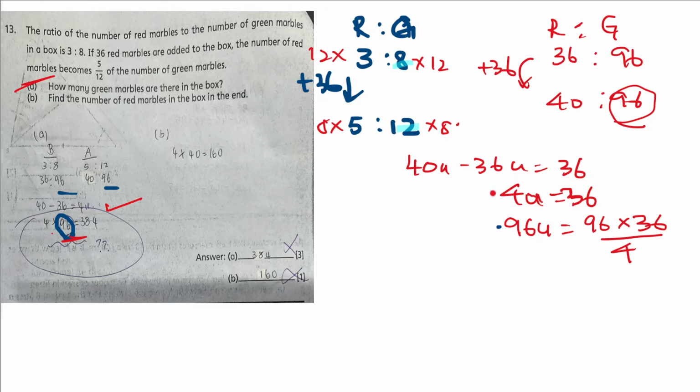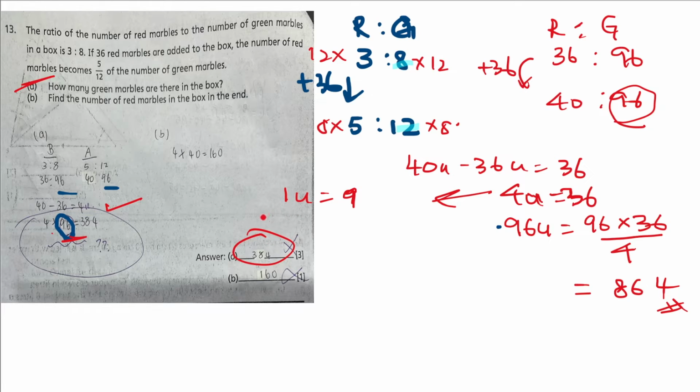Alternatively, you can find out 1 unit. 1 unit will be equal to 9. You can use 9 times 96. In this case, you will have 864 for the first. Okay.